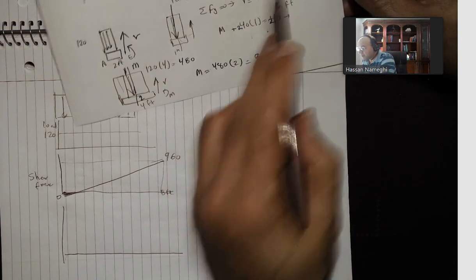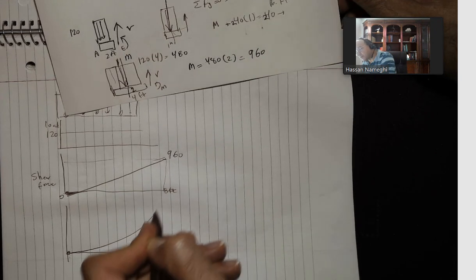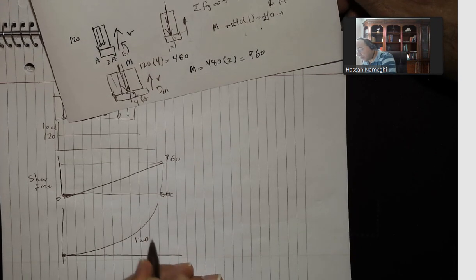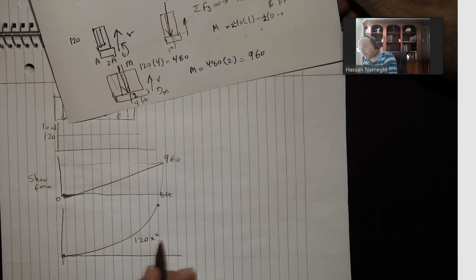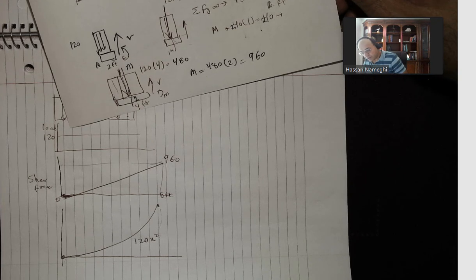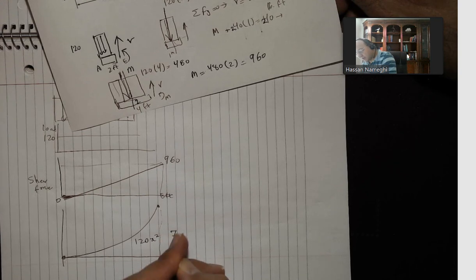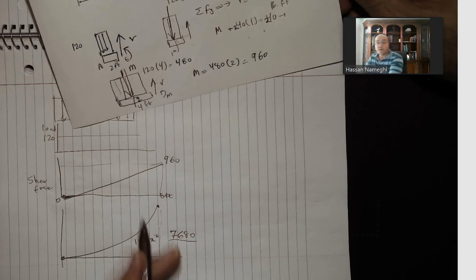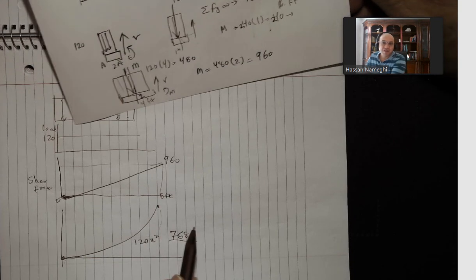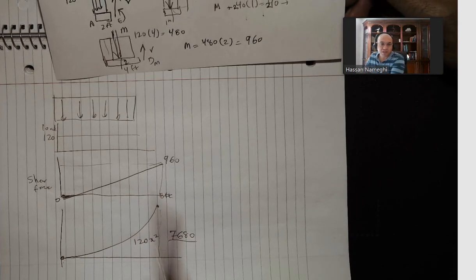And then the bending moment is going to look like you start from here and then you go quadratic up. And this is 120 x squared. If I want to find the value here at the point 8, I'm going to say 120 times 8 to the power of 2, which is going to be 7,680. But I'm not going to require you to do any calculation like this. We have a code that we're going to use, and it will take care of this calculation for us. But I just want to show you the details of it.